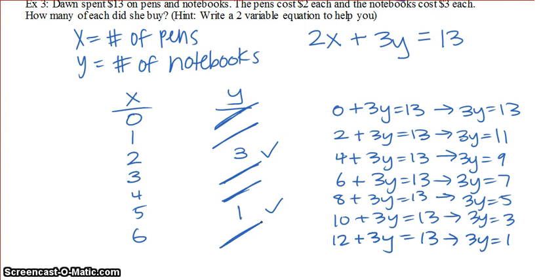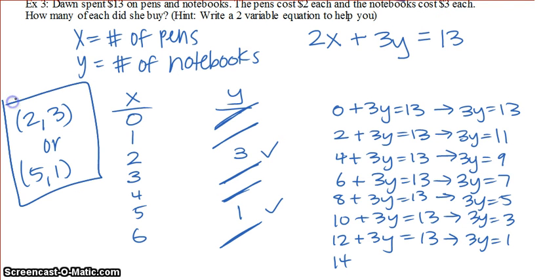Now, this is the point where I get to where I can stop. Because if I pick 7, 7 times 2 is 14, and that's greater than 13, and that's going to give me a negative number, and I can't use negative numbers because that's not a whole number. So therefore, these are the only possible whole number choices that I could have used. So therefore, the answer is either 2, 3 or 5, 1.